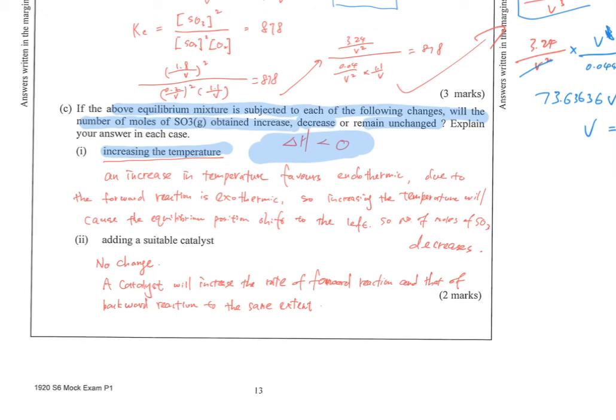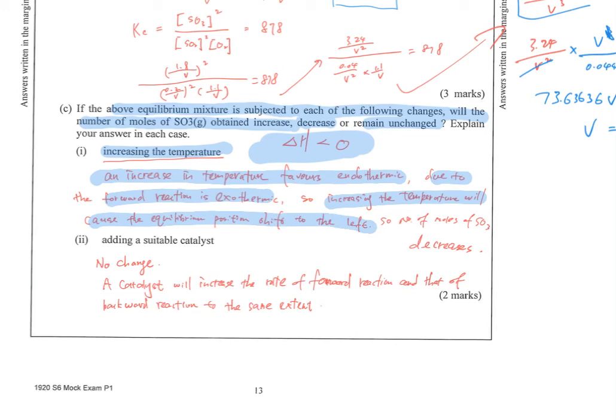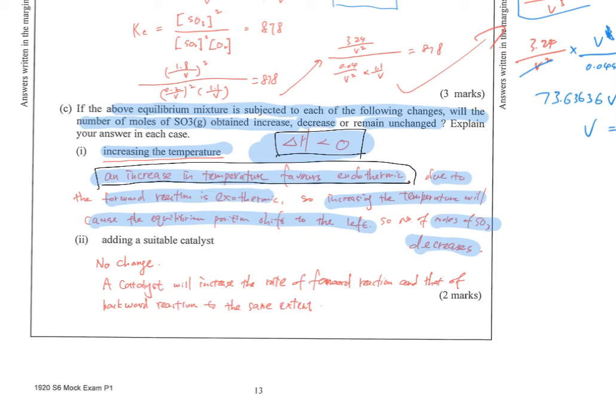So we know that an increase in temperature will favor the endothermic reaction. Now, because the forward reaction is exothermic, increasing the temperature will cause the equilibrium position to shift to the left, to the endothermic reaction direction, so the number of moles of SO3 will decrease. I hope you understand this. You need to bear in mind the delta H, whether it's greater than 0 or smaller than 0. Smaller than 0 means it's exothermic. And remember this sentence: an increase in temperature will favor endothermic. This is always true for equilibrium.